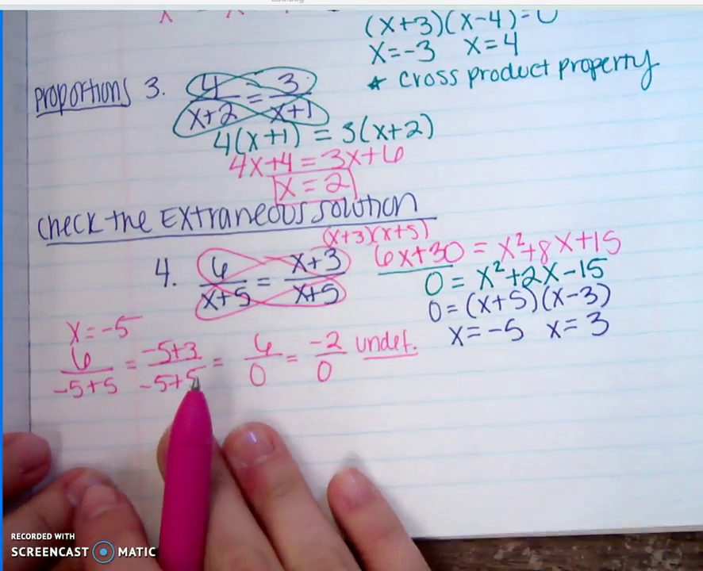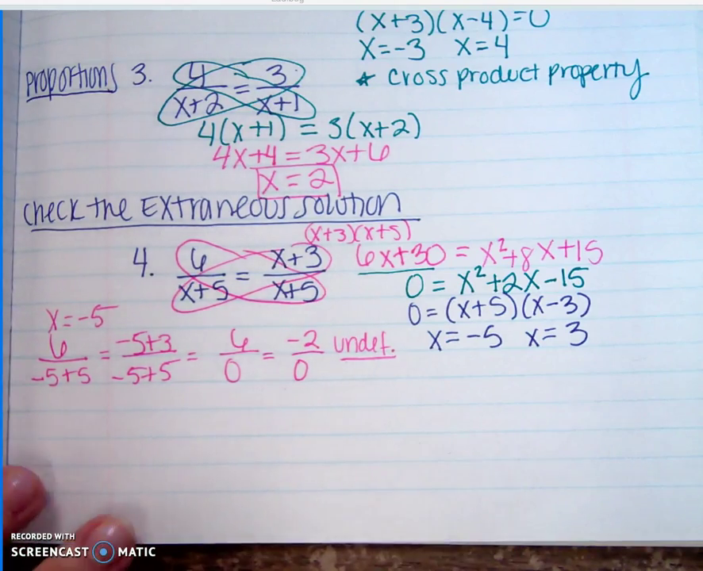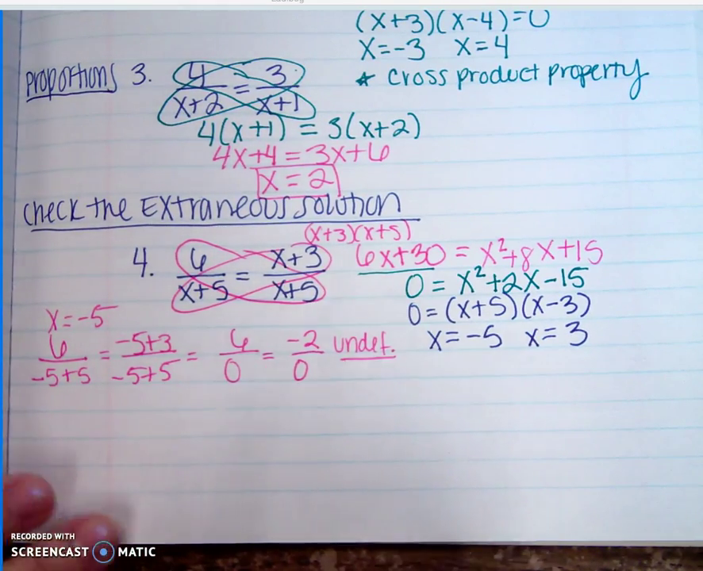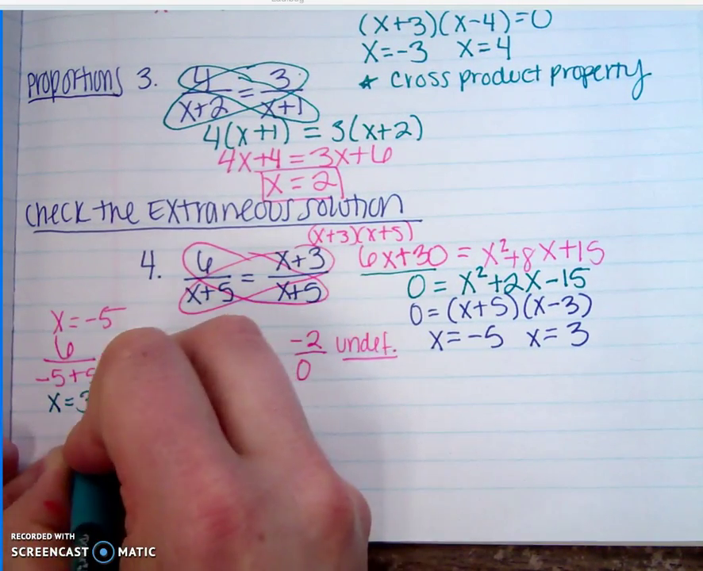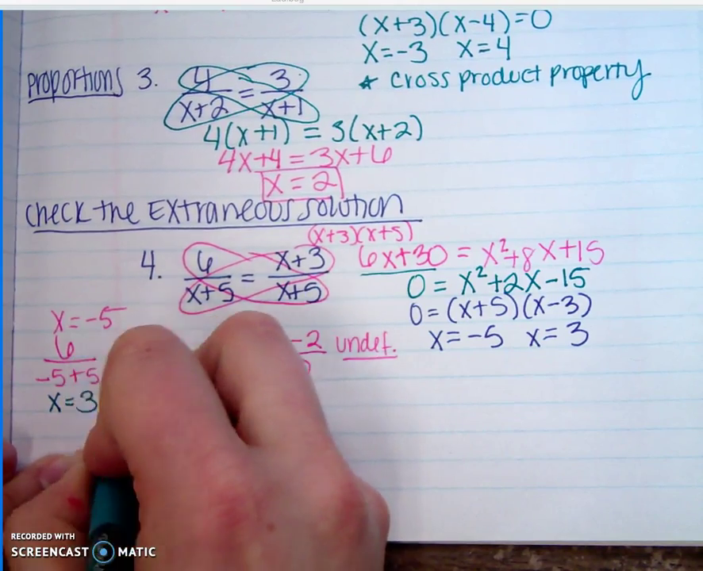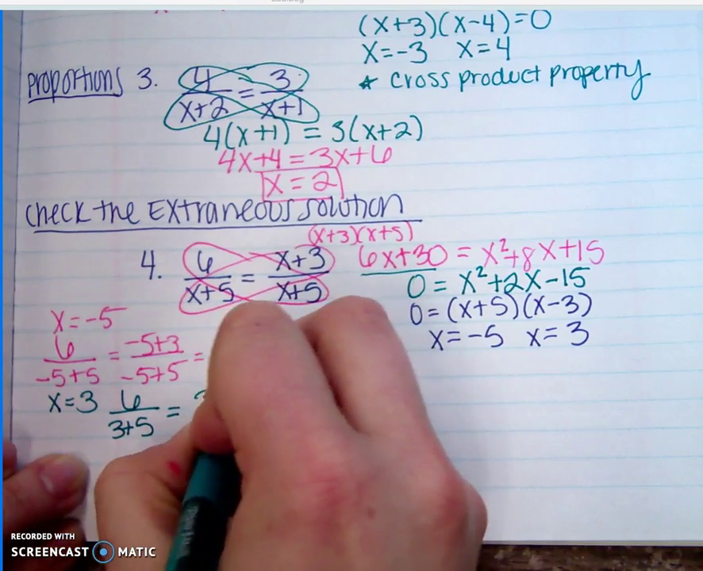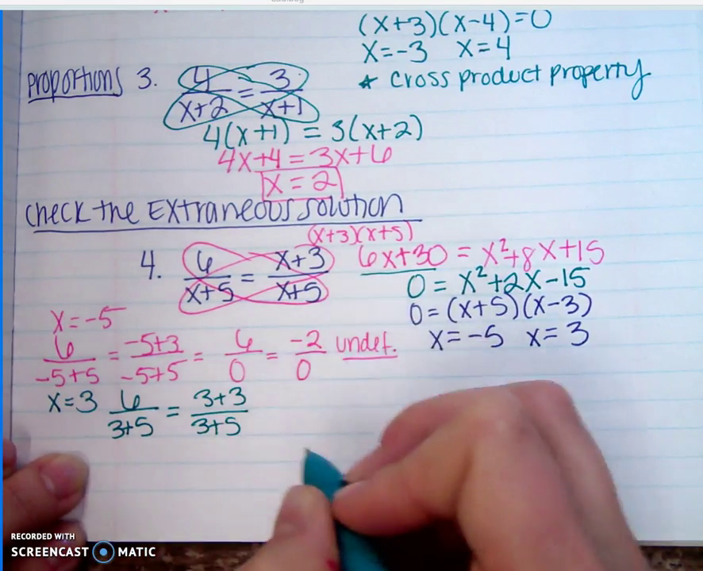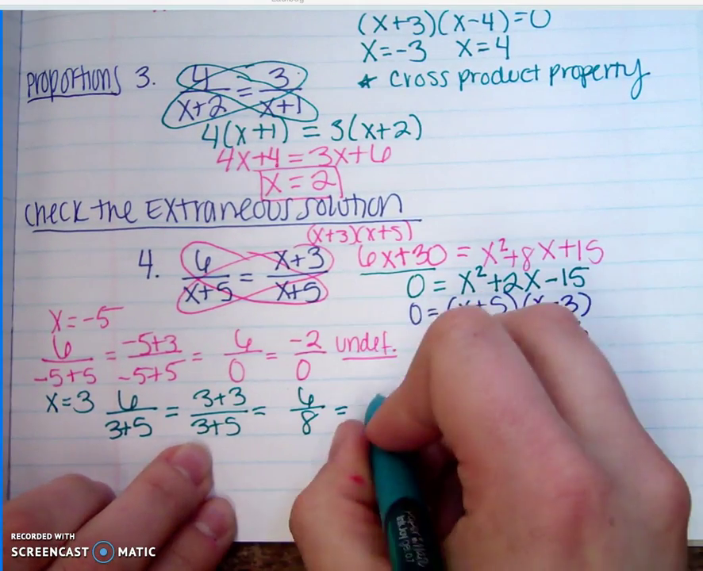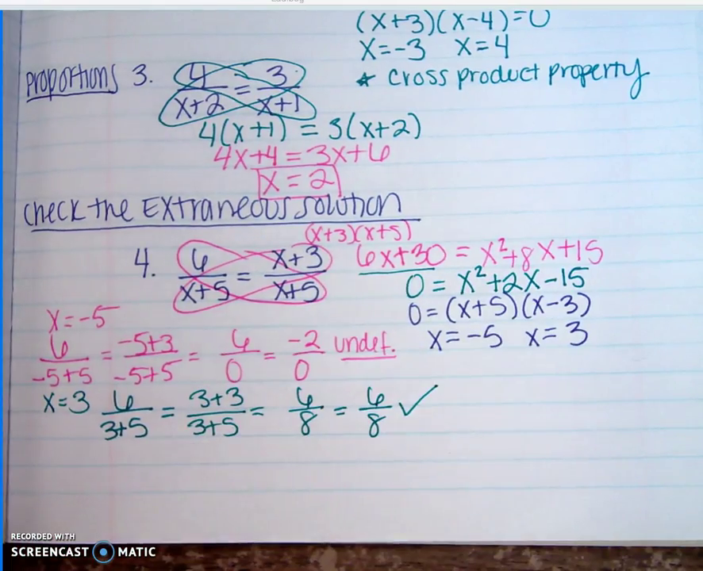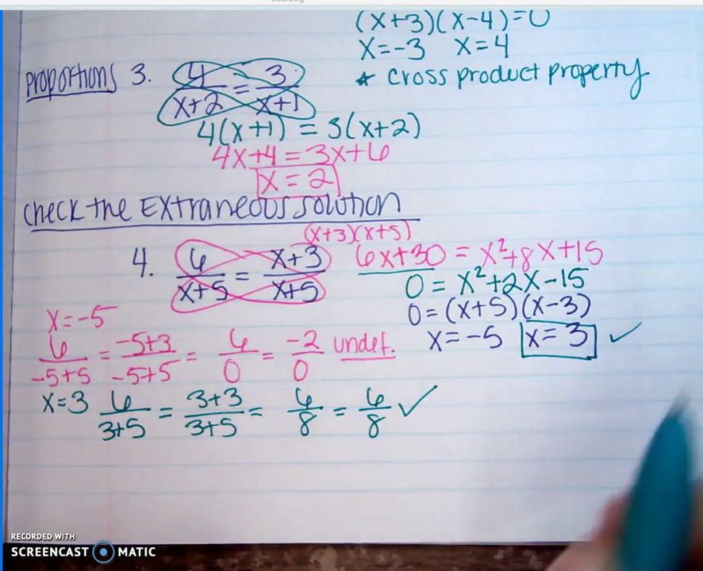But now we also were able to solve for the correct solution. Let's double check, because sometimes it doesn't work both ways. Maybe we made a mistake, I don't know. But you need to make sure that you're checking both of those. So if x equals 3, we should have 6 over 3 plus 5 equals 3 plus 3 over 3 plus 5. 6 over 8 equals 6 over 8. Look at that, it works. So x equals 3 is our solution.